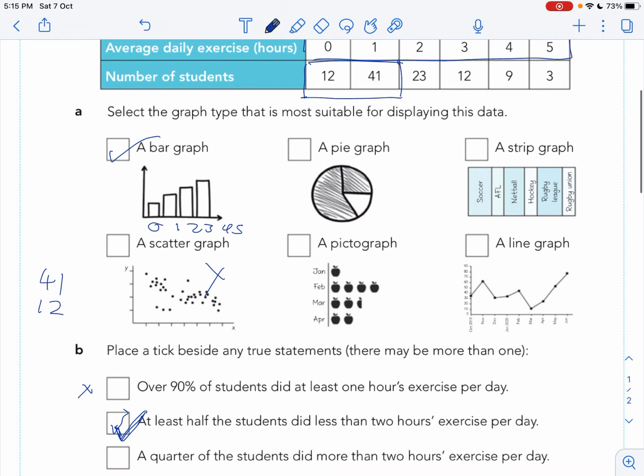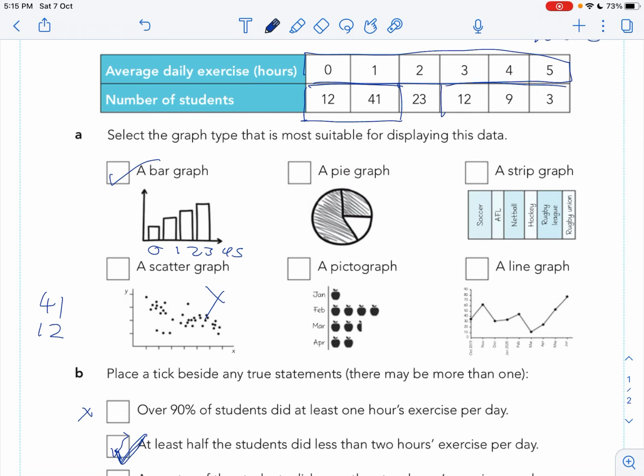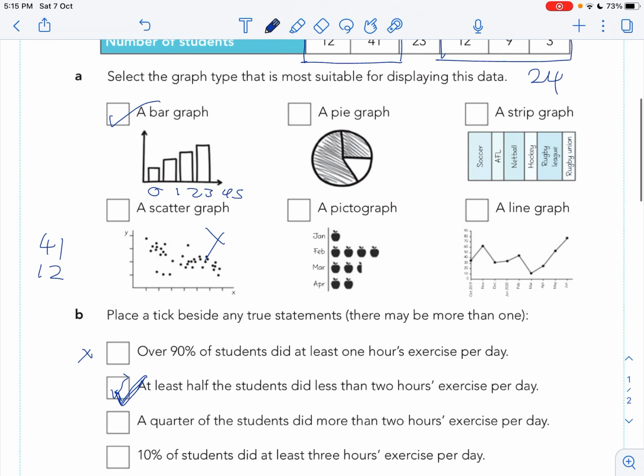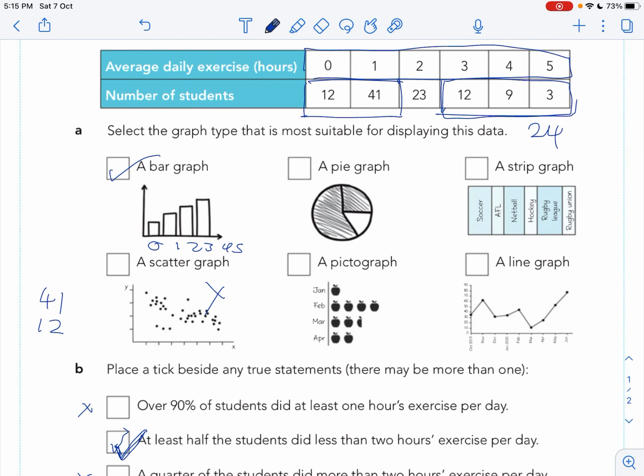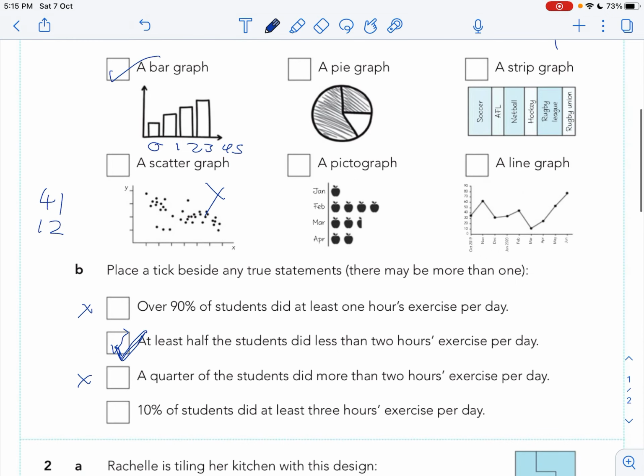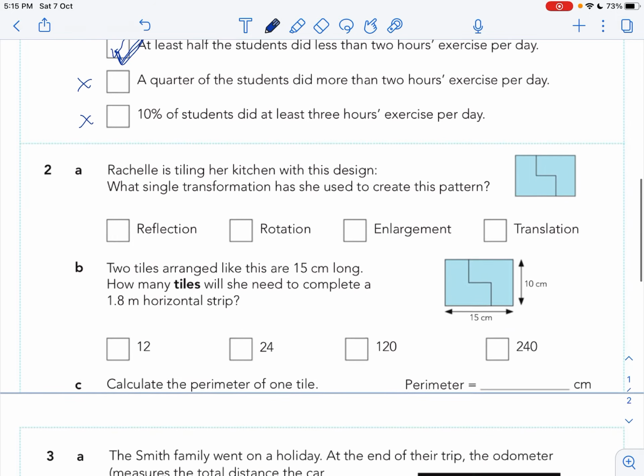Okay. A quarter of the students did more than 2 hours a day. So we're talking about more than, so we don't include the 2. So if we add 12 plus 9 plus 3, that's 24. Is that a quarter? No, it's not. A quarter is 25%, so we can't tick that one. And 10% did at least 3 hours a day. So we include the 3. We also know that that's 24, so that's incorrect as well. So it's just the second one that is correct.